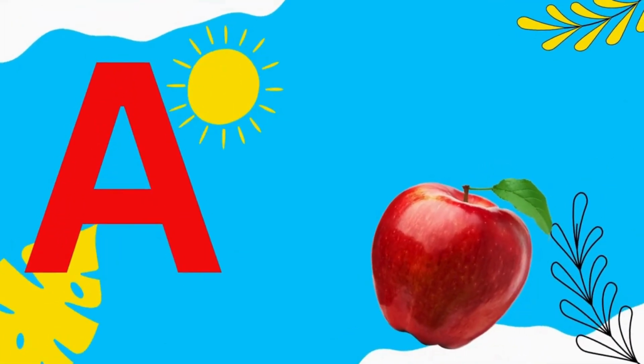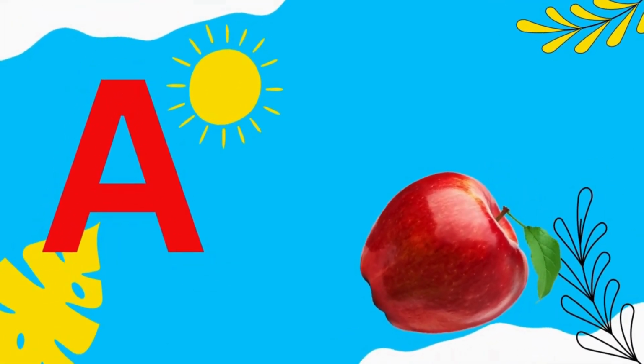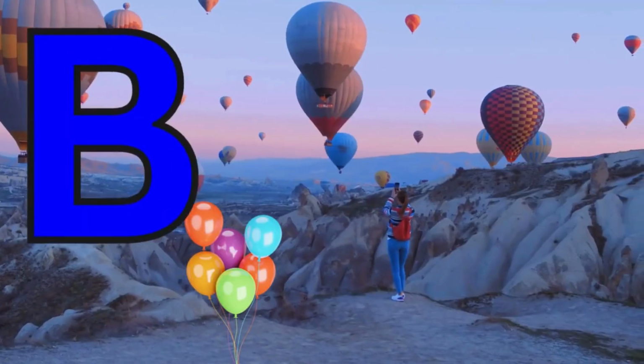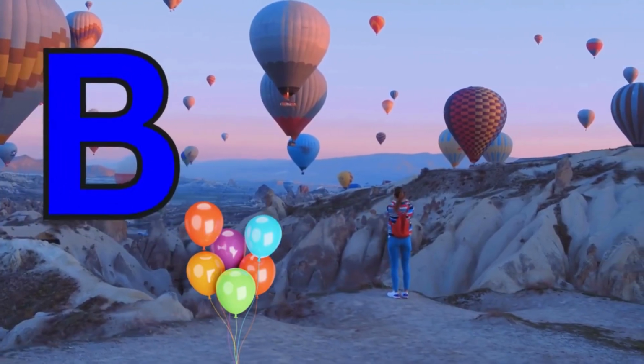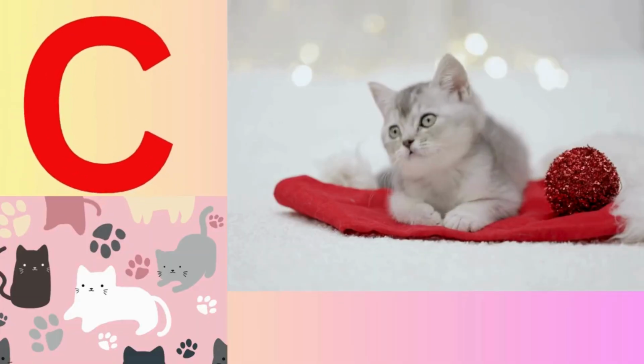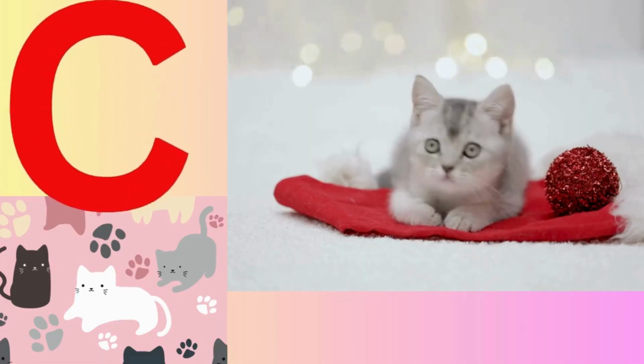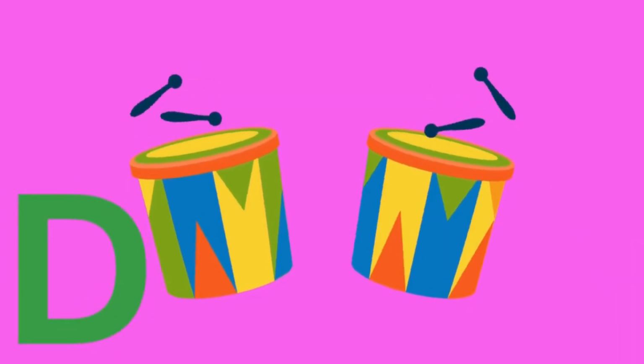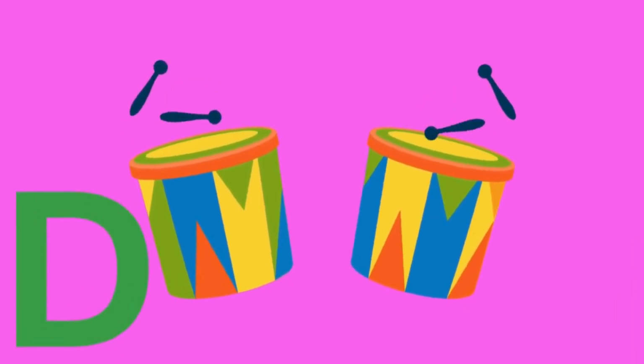A is for apple, apple, apple. B is for balloon, balloon, B balloon. C is for cat, cat, C cat. D is for drum, drum, D drum.